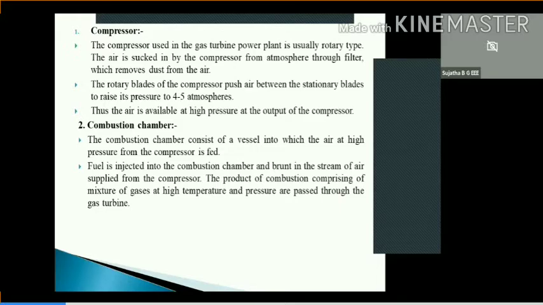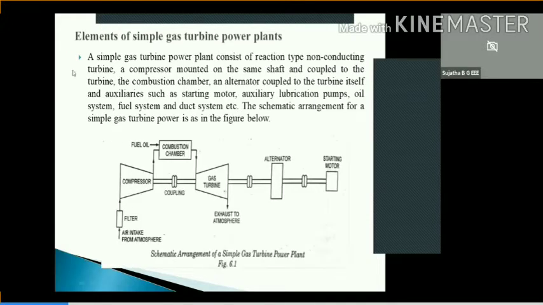Next we have the combustion chamber. The combustion chamber consists of a vessel into which the air at high pressure from the compressor is fed. So also we are injecting fuel into the combustion chamber and it is burnt in the stream of air supplied from the compressor. The product of the combustion, comprising a mixture of gases at high temperature and pressure, is passed through the gas turbine. So you can also look at the block diagram. So after the combustion takes place in the combustion chamber, the hot gases produced will be at high temperature and pressure and will be fed to the gas turbine.